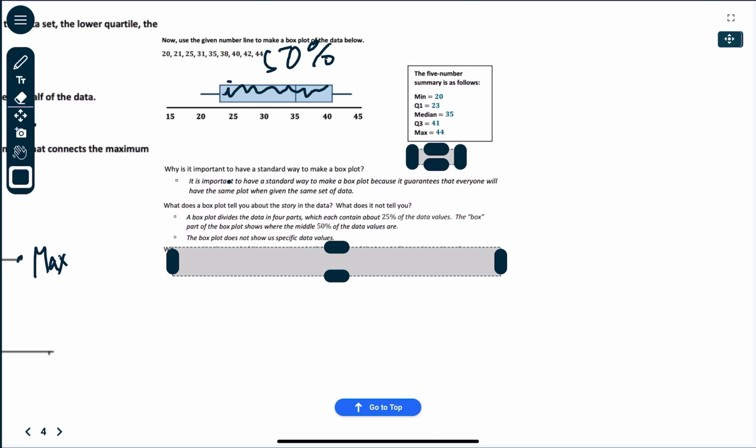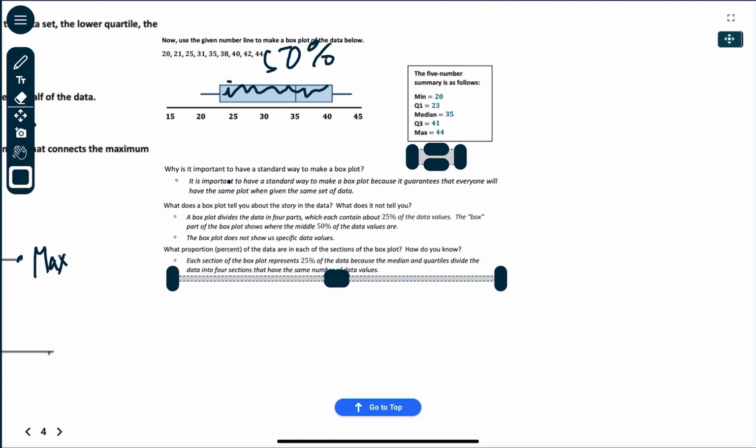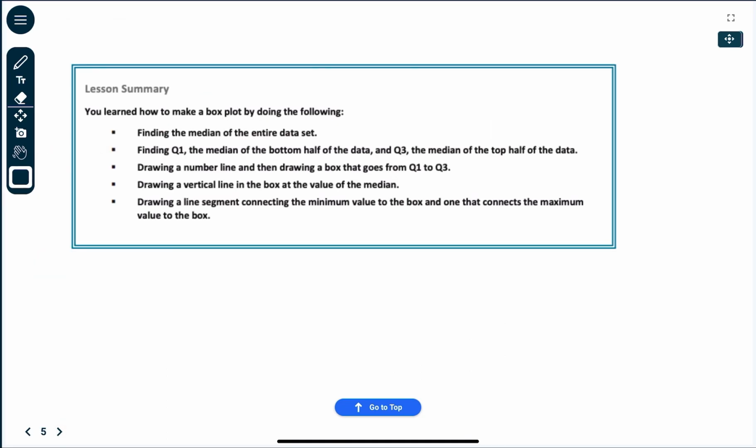The box plot does not show us specific data. That's the problem here. We don't have specific data points on the box plot. So what proportion or percent of the data set is in each of the sections? Well, we've already talked about that, 25%. All right, lesson summary. You learned how to make a box plot by doing the following. You need to know how to make a box plot. Memorize those.